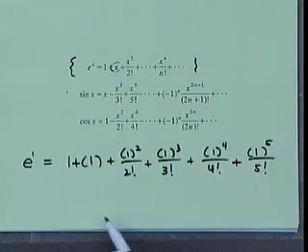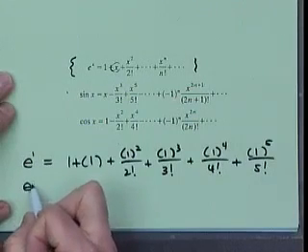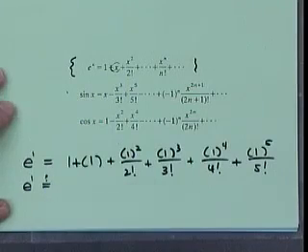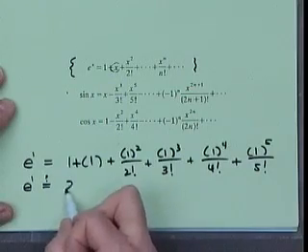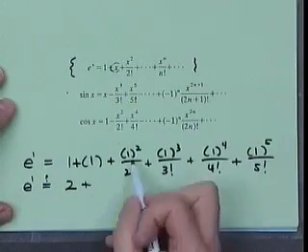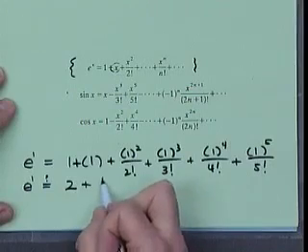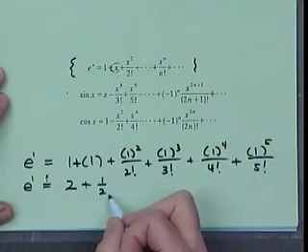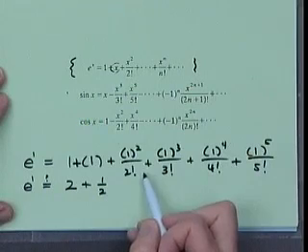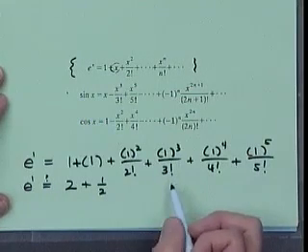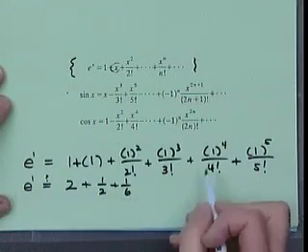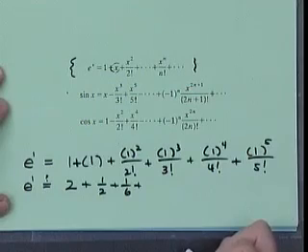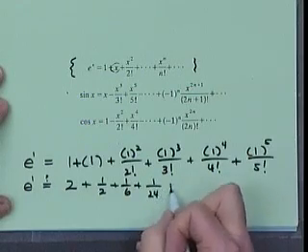But we know what e is approximately, so it probably makes sense for our first validation to put e to the 1. So I'll put a question mark there since we're trying to validate it. So the 1 plus the 1 is 2. Well, we're on our way. 1 over 2 factorial is 1 half. That's pretty darn close already, right? We're not very far along in the series. 1 over 3 factorial, what's 3 factorial? 1 over 6. 1 over 4 factorial. 1 over 24.